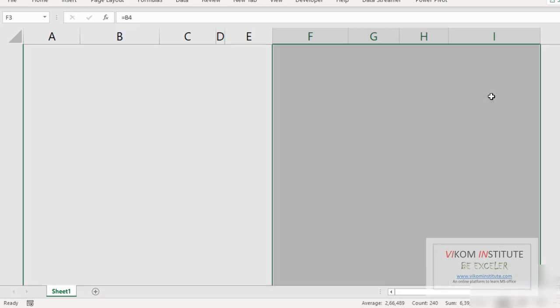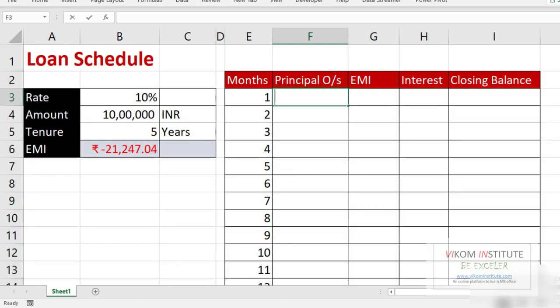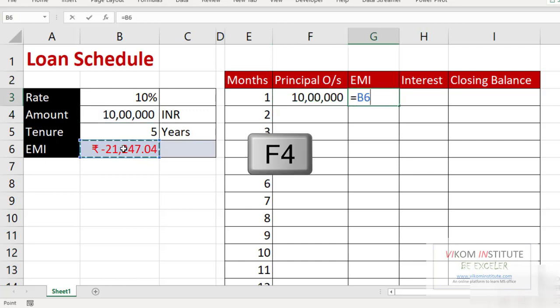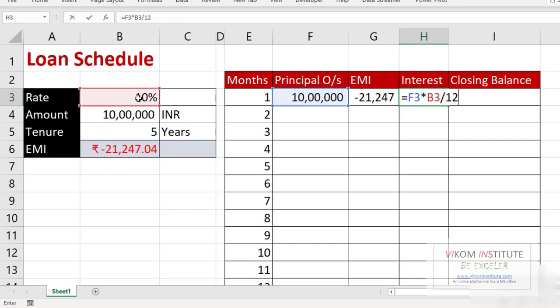Let me delete this. So the principal outstanding in the beginning is the full amount. Now EMI is this. We can lock it, press the F4 key. Now since in the first month we need to pay interest on the full amount, so 10 lakh multiplied by 10% divided by 12. So I need to lock this P3, F4. Now I need to find out my closing balance.